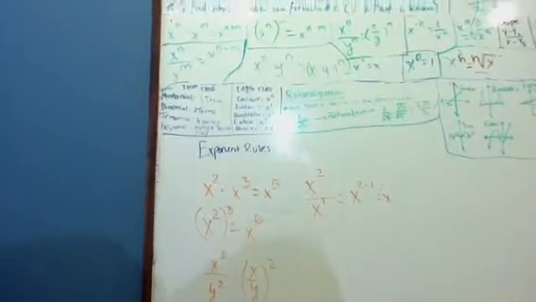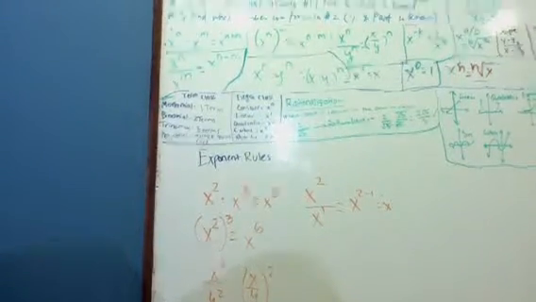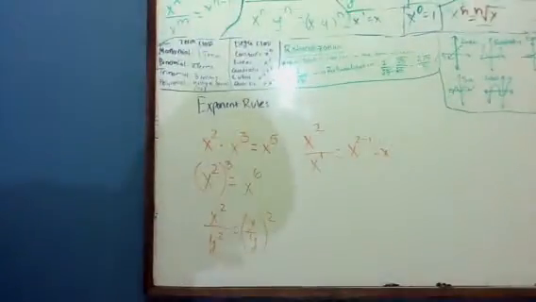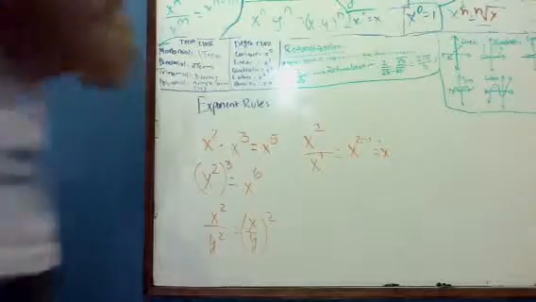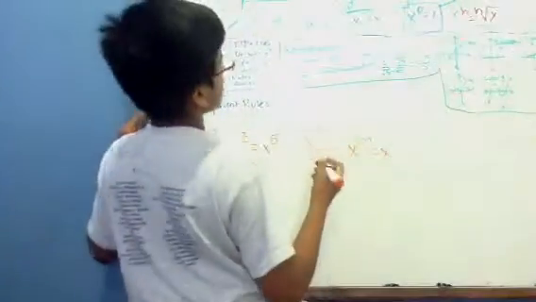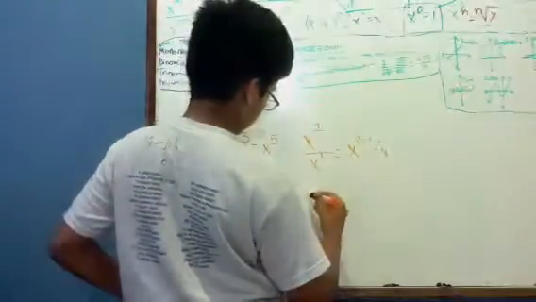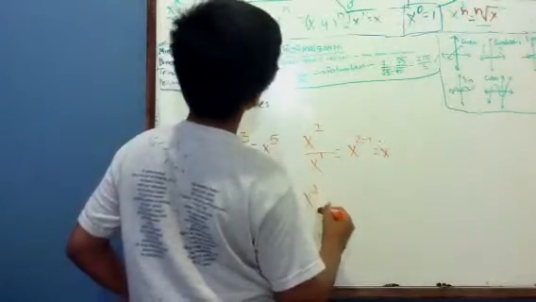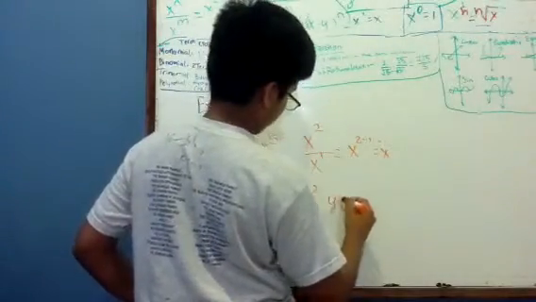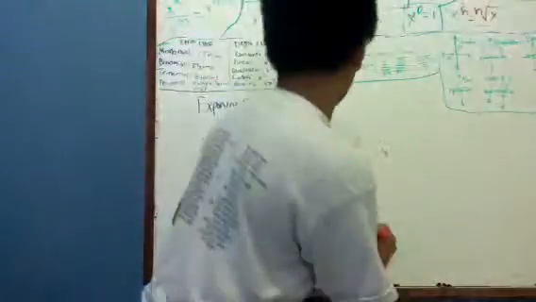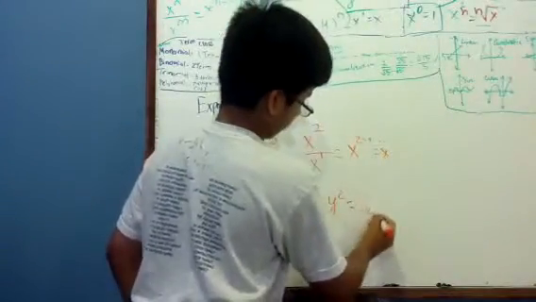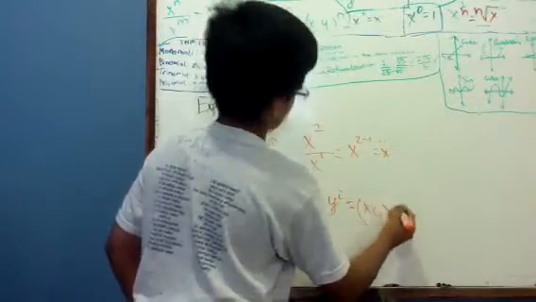x to the n times y to the n is x times y to the n. Okay, I know this one. So x times y to the power of n. x squared times y squared, same exponent, equals x times y squared. Okay?